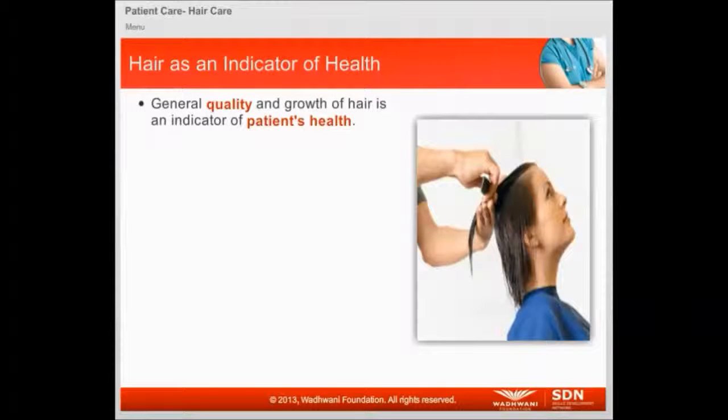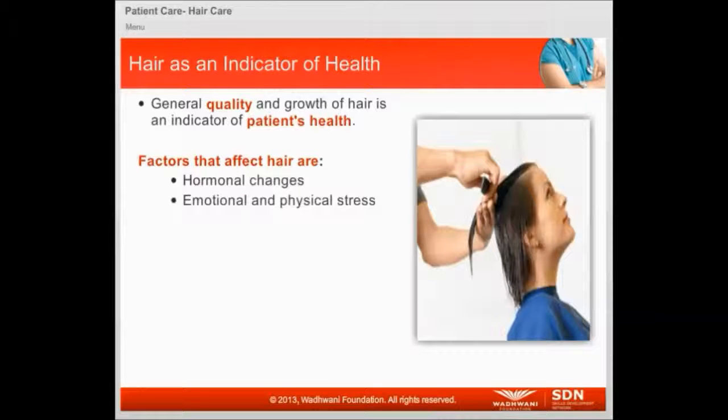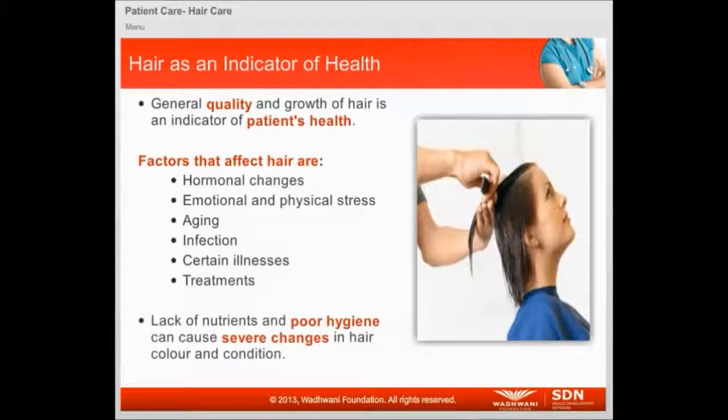General quality and growth of hair is an indicator of the patient's health. Factors that affect hair are hormonal changes, emotional and physical stress, aging, infection, certain illnesses, treatments. Lack of nutrients and poor hygiene can cause severe changes in hair color and condition.